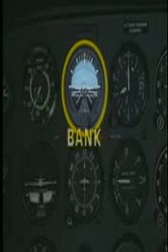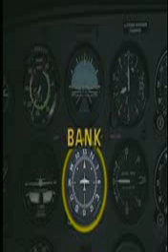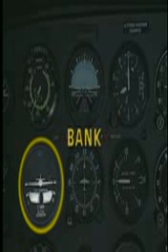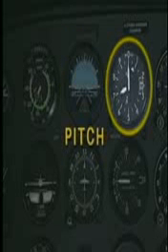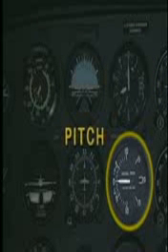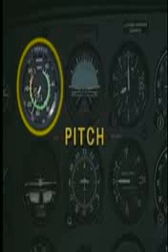For example, besides the attitude indicator, any change in bank is apparent on the heading indicator and turn coordinator. Pitch changes can be seen on the attitude indicator, altimeter, VSI, and airspeed indicator. Let's take a look at some of the basic maneuvers using instrument references, beginning with straight and level flight. For this maneuver, you need to control both heading and altitude.